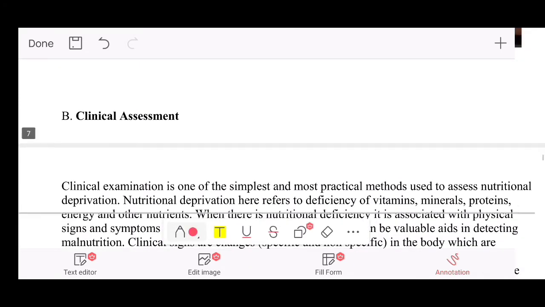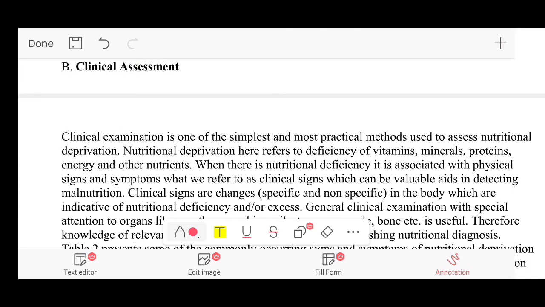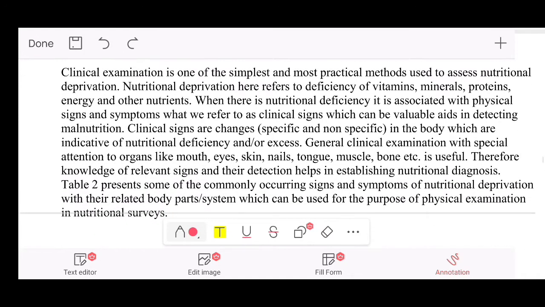Okay, so clinical examination is one of the simplest and most practical methods used to assess nutritional deprivation. Nutritional deprivation here refers to deficiency of vitamins, minerals, proteins, energy and other nutrients. Means if there is any deficiency of these, then we can say that nutritional deprivation is there. When there is nutritional deficiency, it is associated with physical signs.